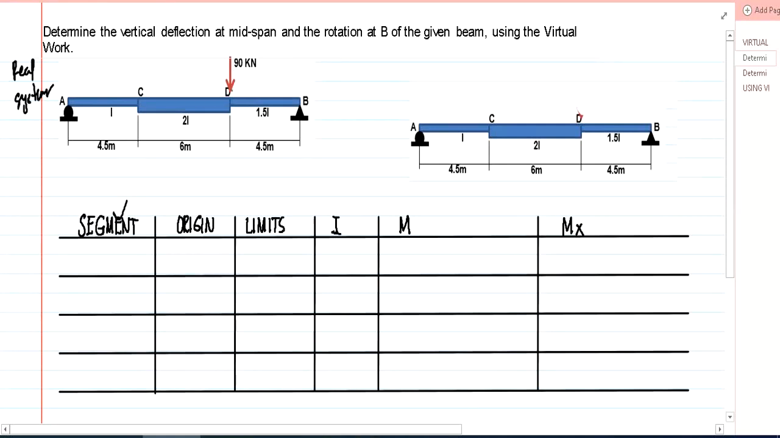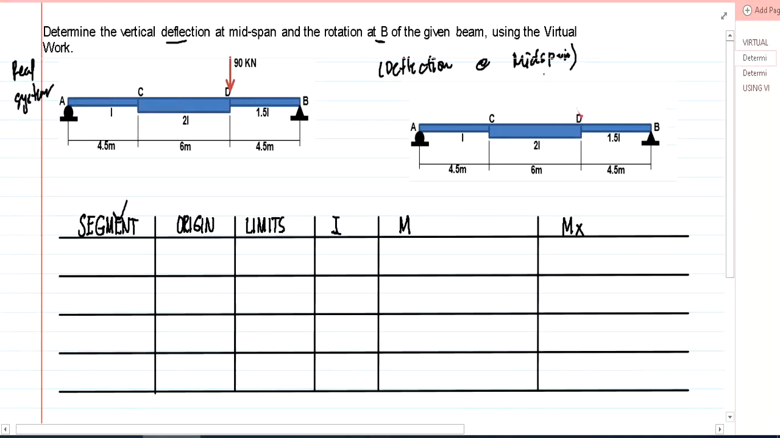So meron tayong 90 kilonewton concentrated at B. Okay? So we have to determine the vertical deflection at B. O, unahin natin yung deflection. Say we have for the deflection at midspan.